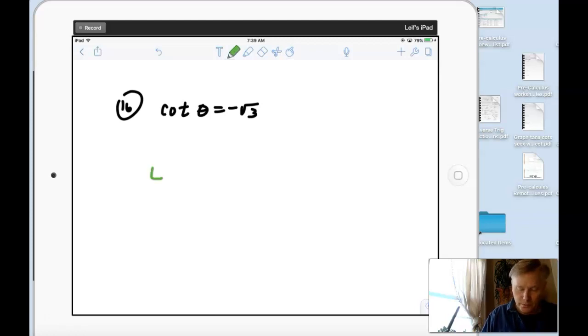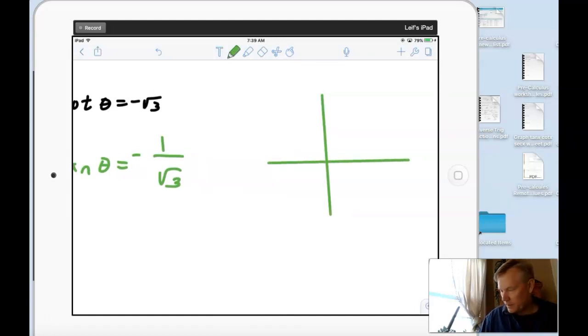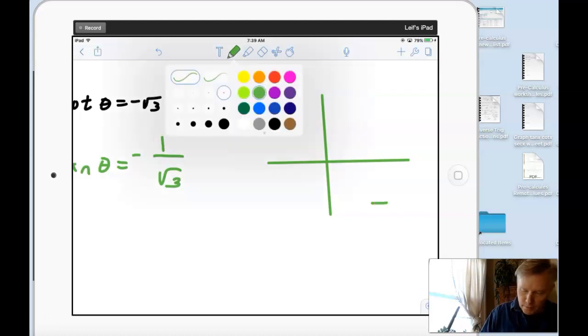Cotangent. So once again, I'm going to switch it to the inverse function, which would be the tangent. Flip this upside down. And now I'm going to look at which quadrants the tangent is negative in. If you look back at your chart, tangent is negative here and here, in 2 and 4. So that's where my reference angles will be.